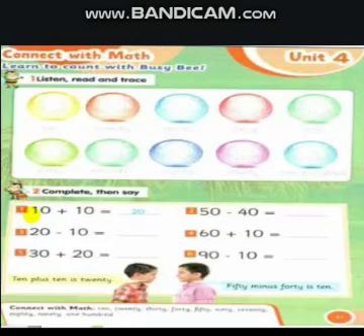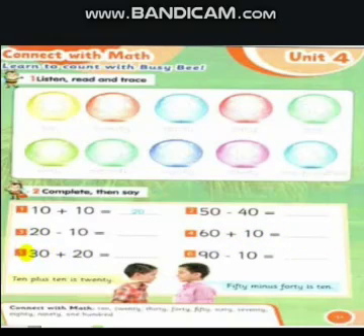Number one, 10 plus 10. Plus means add. What does it give us? 20. Excellent. Number two, 50 minus 40. Minus means subtract. 50 minus 40 is 10. Excellent. Number three, 20 minus 10, excellent, 10. Number four, 60 plus 10, excellent, 70.